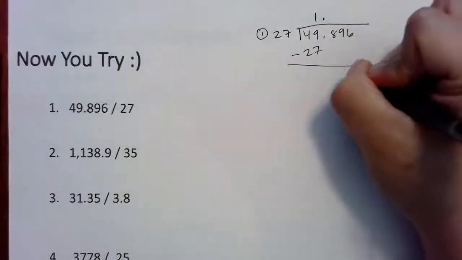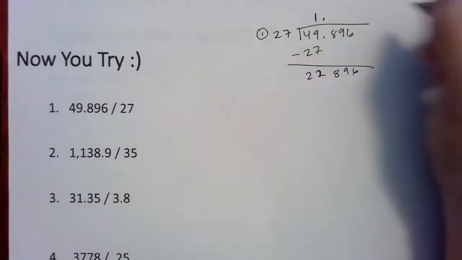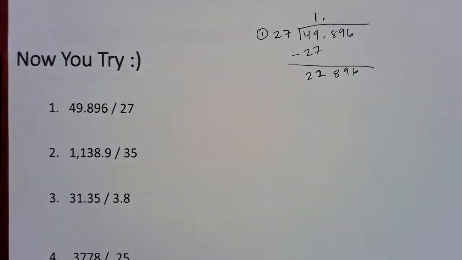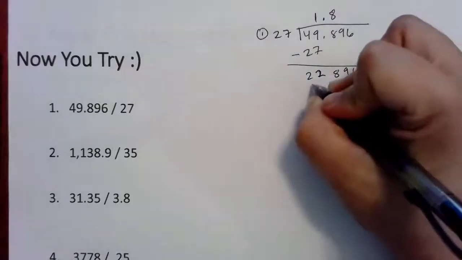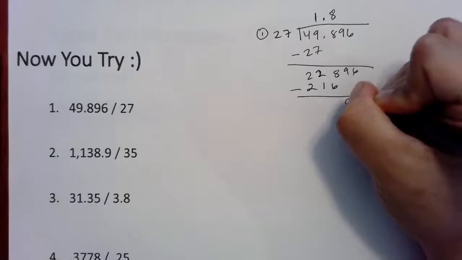Okay, subtract: 6, 9, 8, and this is 2, 2, and then 228. So 27 goes into 228 about how many times? So let's see. 27 goes into it about 8 times. So 8 times 27 is 216, right? Multiply and then subtract and bring down.